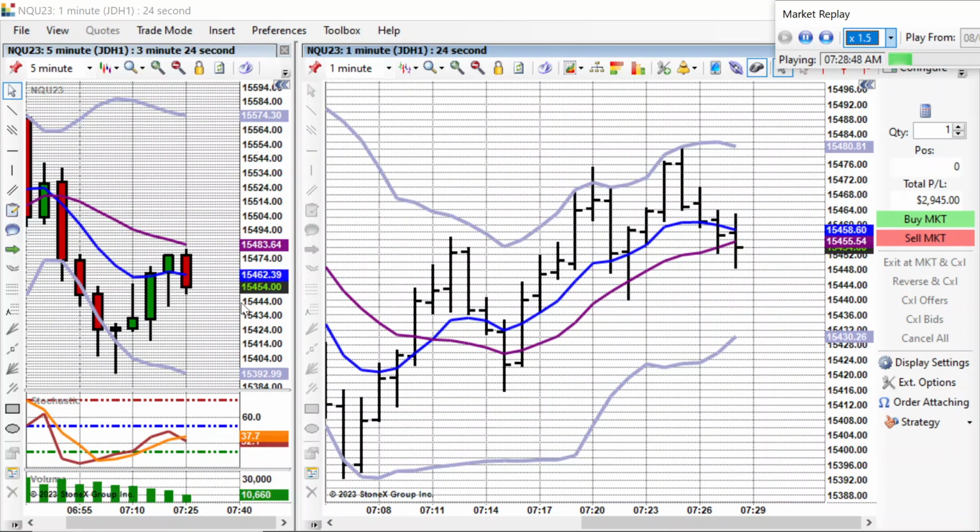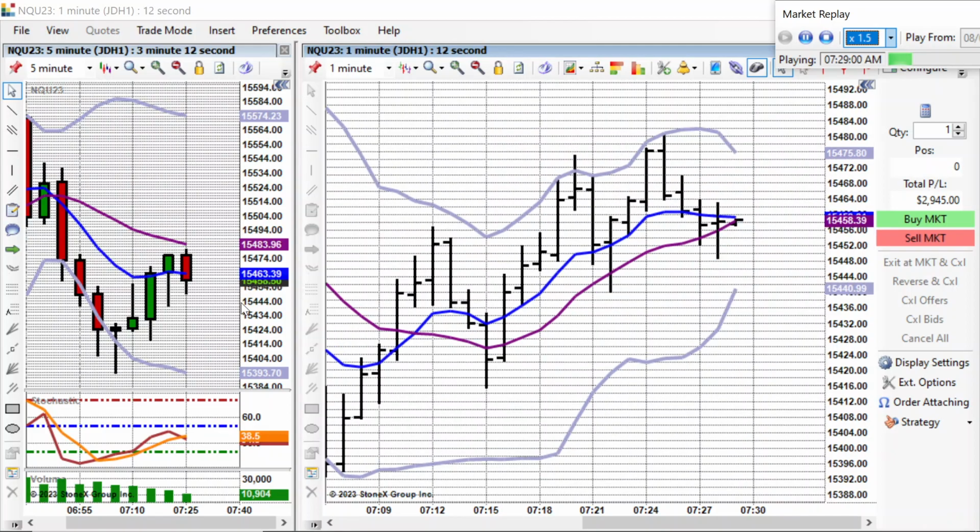But I'm trying to be as realistic, as cautious as possible, because I want to give a new trader a real good sense of what the actual risk is. And so if you're going to be cautious, you might miss a few trades.